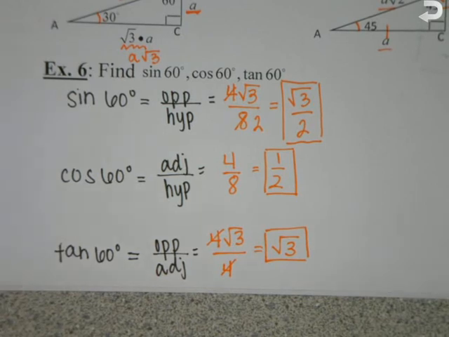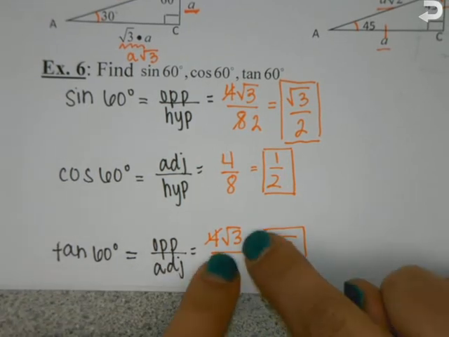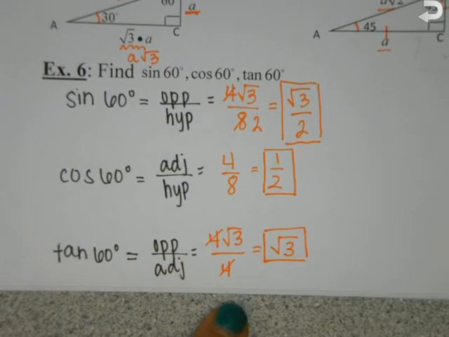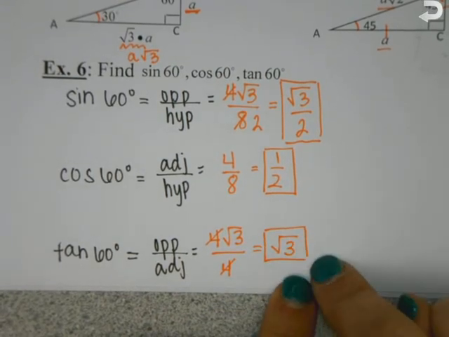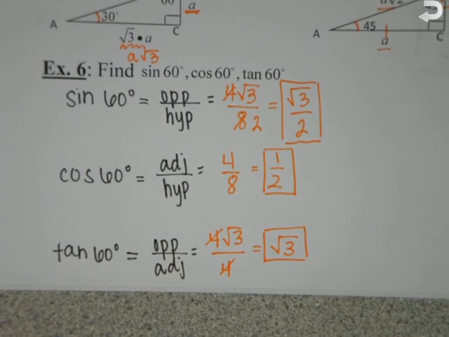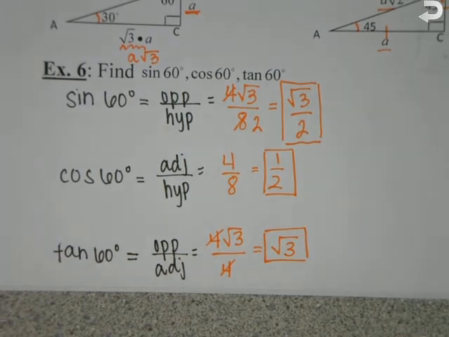And then tangent, opposite over adjacent, 4 root 3 over 4, but the 4 is reduced, so the whole thing comes out to root 3. Who got both of those correct? How do you guys feel about all of this? Fabulous. Okay, that is 13.3.